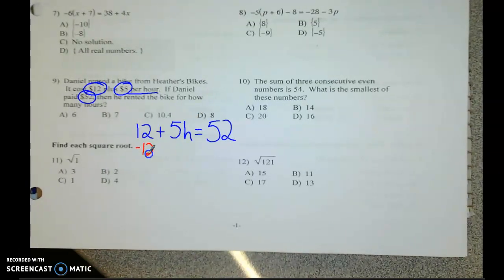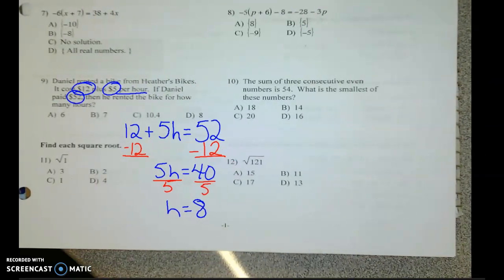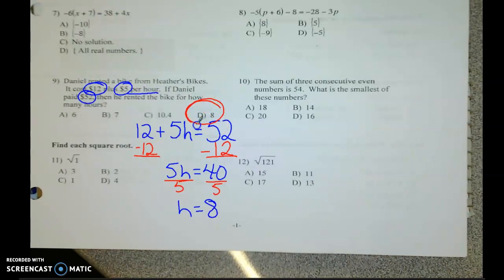So we've got to get our variable by itself. So we're going to move the constant. That leaves us with 5h equals 40. We divide by 5, divide by 5. So h equals 8. So how many hours did he rent the bike? He rented the bike for 8 hours.